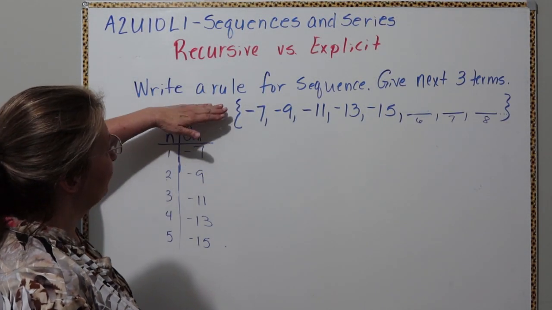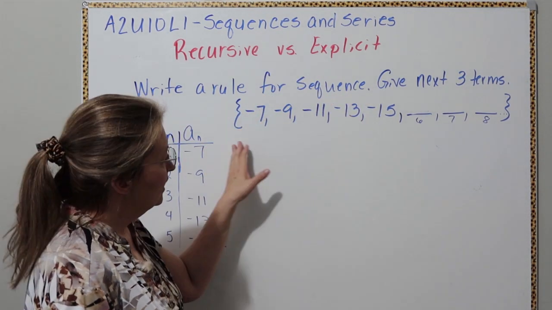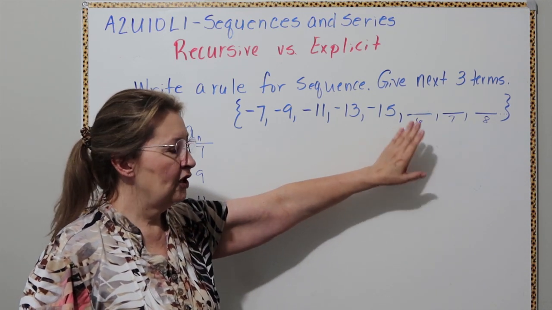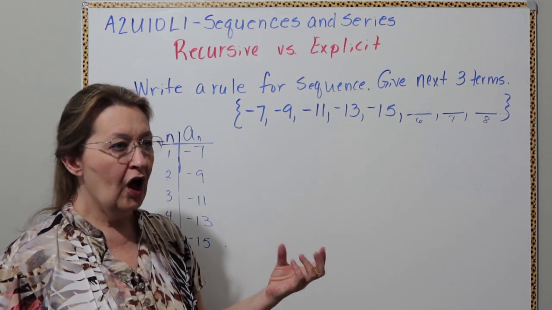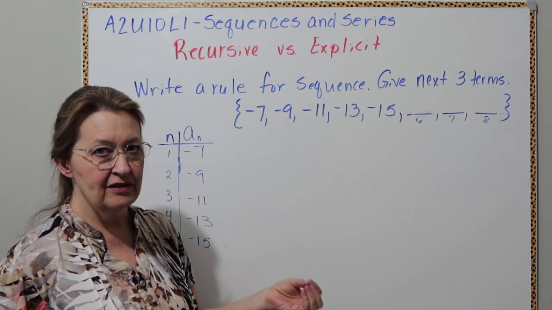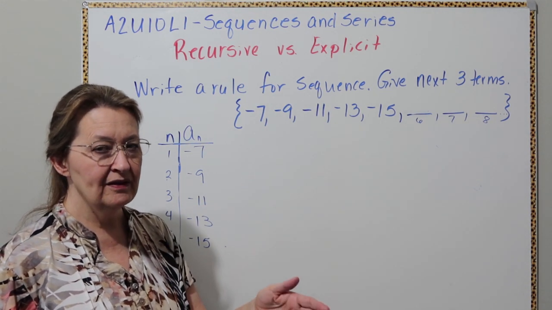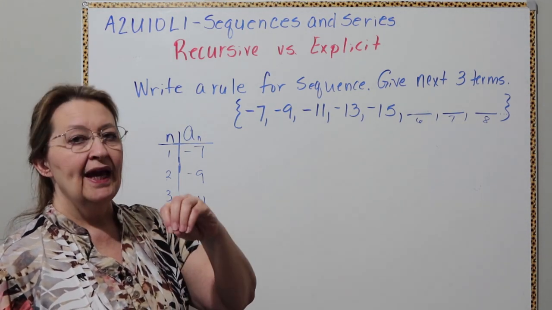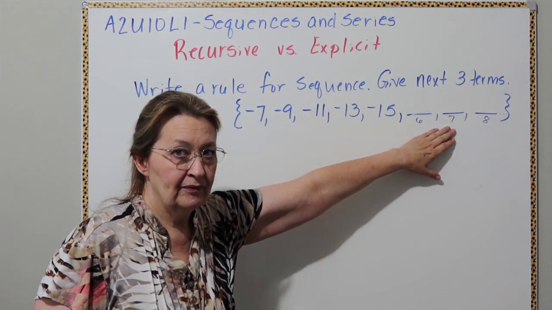And next, let's look at how to write a rule for an explicit sequence and give the next 3 terms. And here's the sequence we're looking at. We're given the first 5 terms, so we want to find terms 6, 7, and 8. Now, in an explicit sequence, you're not going to refer back to the previous number every time. There's going to be a constant number in there that you are just manipulating each time. So there's one thing that's going to be the same, or one or more things, and then there'll be something that's different, and that different thing is going to be based on the sequence number, okay?